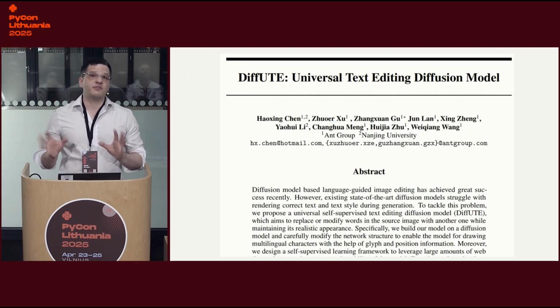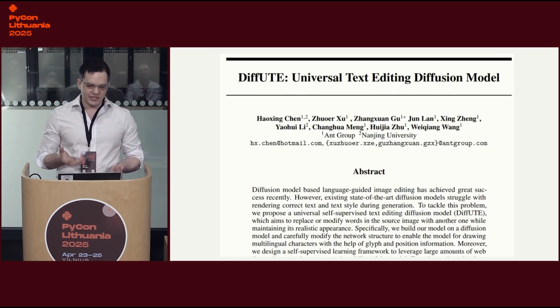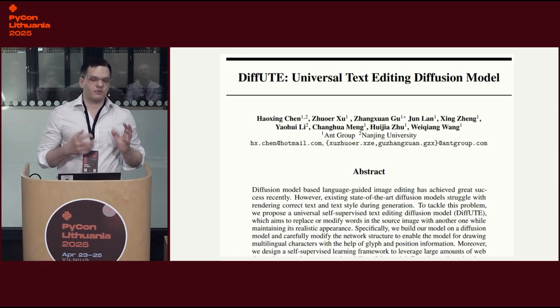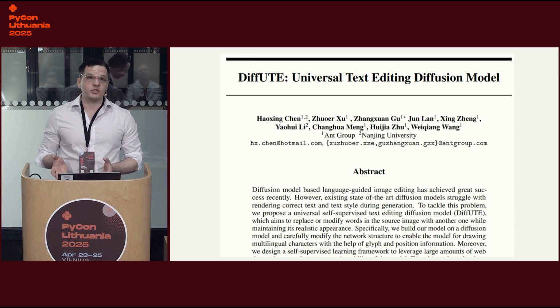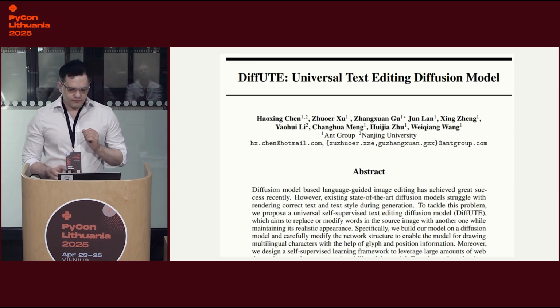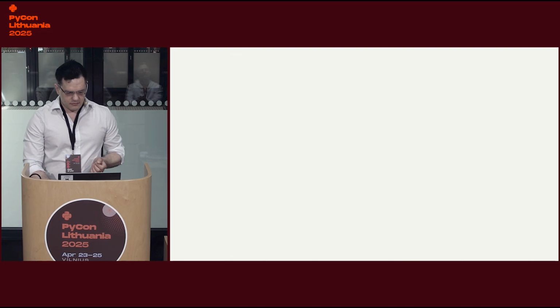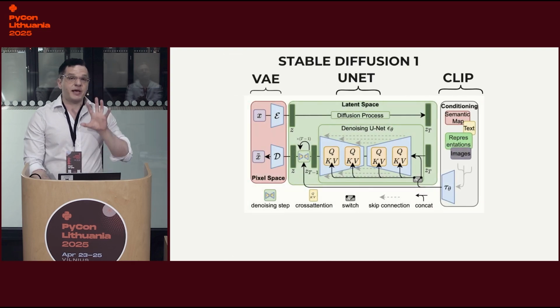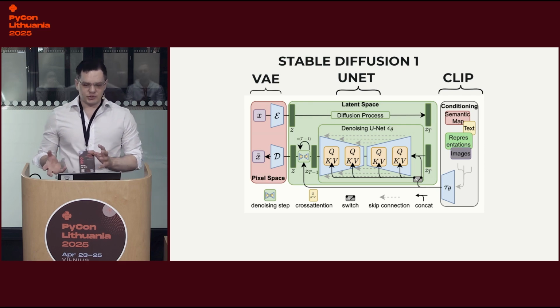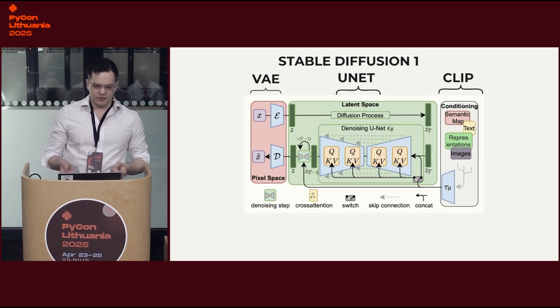So there's a number of different papers that try to do inpainting on text. The one that we found that worked actually quite well was a paper called DiffUTE. This paper is based off Stable Diffusion 1, and it does a couple of very clever tricks to make the inpainting work. So I'll just explain how Stable Diffusion 1 approximately works.